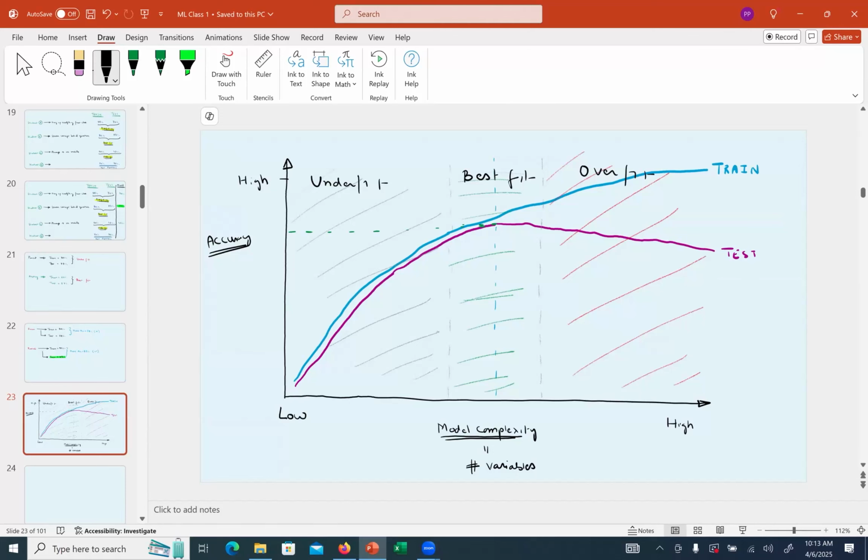I have a doubt. Mm-hmm. In this graph, why is there less difference between train and test, and as we go towards overfit, there is a large difference between them? Because that's the definition of overfit, right? In overfit, the training data accuracy is significantly higher as compared to test data accuracy.